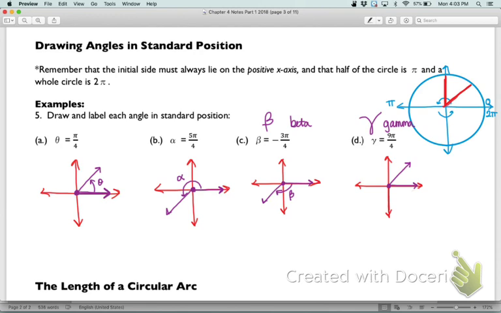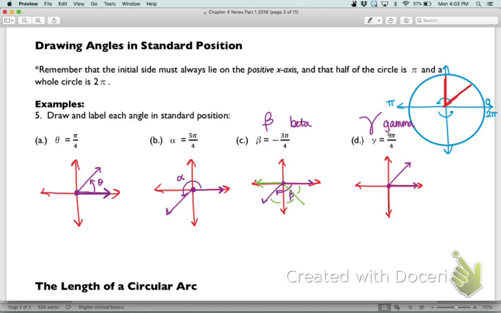Okay, so C, we need to go negative 3 pi fourths. So again, negative pi would have taken me all the way to here, but I only want 3 pi fourths. So if you think of it this way, here's 1 pi fourths, 2 pi fourths, 3 pi fourths. That's why we ended up there. So you're going to have to kind of start working on your fractions a little bit here. It's kind of like elementary school where you look at the wedges in a pie. It's the same kind of thing.